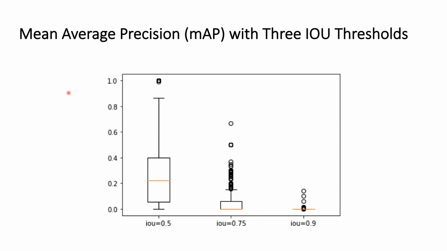So this is the average precision we got under the IOU threshold. The IOU is basically the overlap between our predicted annotation and the ground truth. So the higher the IOU is, the more stringent the standard is. At an IOU equal to 0.5, on average, we got slightly better than 0.2 in terms of the precision. So for some of the plots, we have a very great precision, but for some of them, the model just did not perform very well.